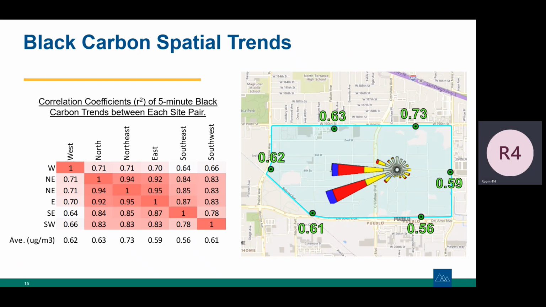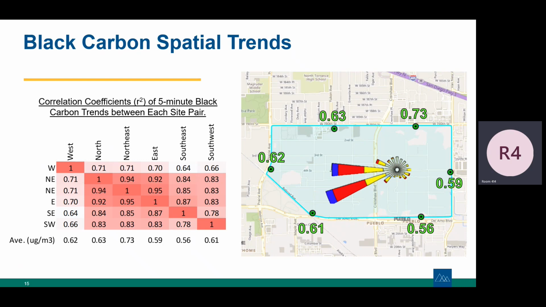There's really only one site that doesn't seem to correlate as well, and that's our west site. The highest correlation coefficient between the west site and any other site is only 0.71, whereas you can see some of the other sites we're talking about 0.94, 0.95. So it seems to say that we're largely capturing some kind of regional scale emissions here.